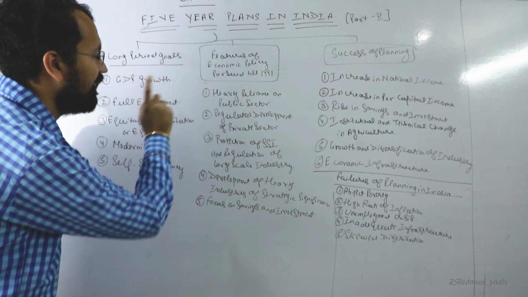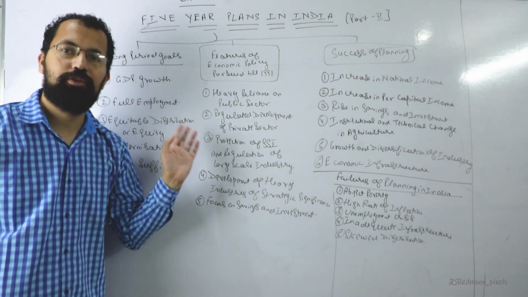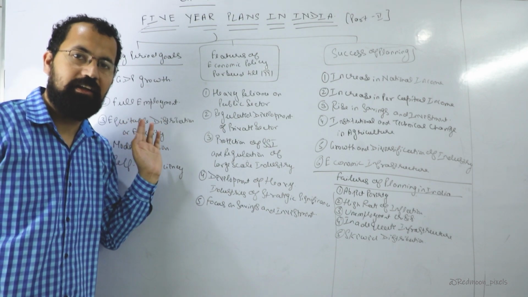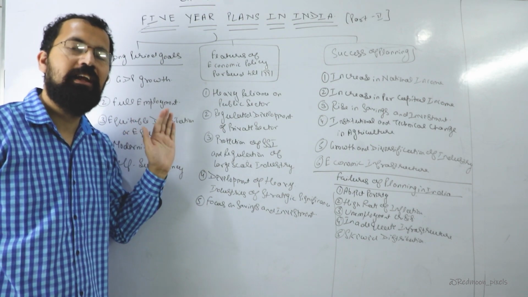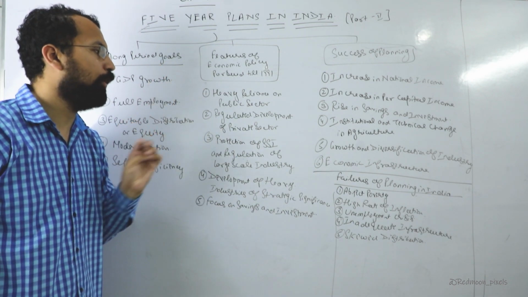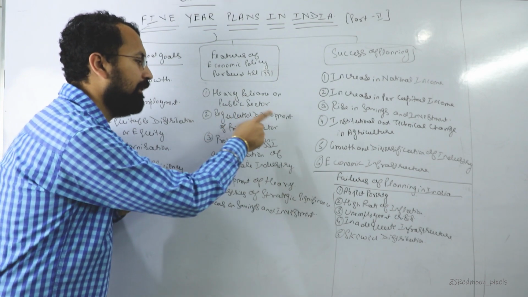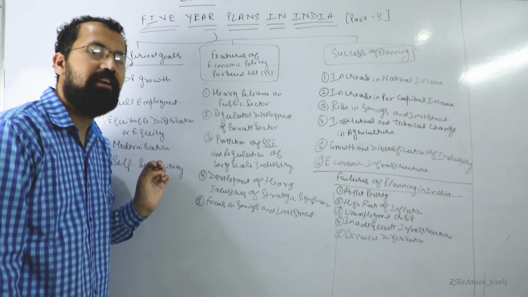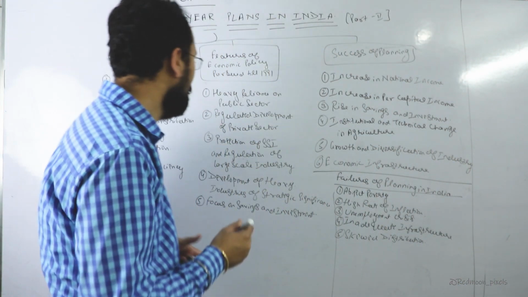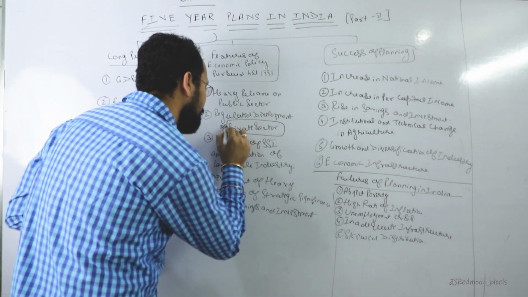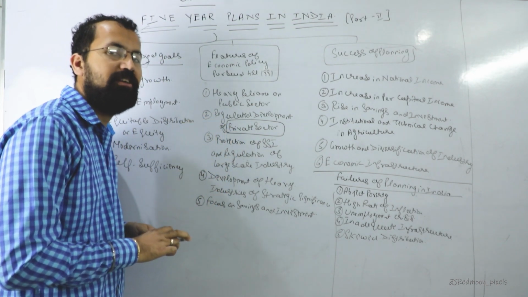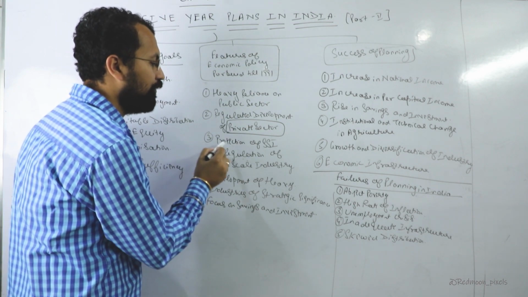First is heavy reliance on public sector. Our economy was totally dependent on the government sector. Our economy was a mixed economy, but it was totally dependent on the public sector, which means the government. Regulated development of private sector. It means rules and regulations were there for the private sector, for the production capacity and for the establishment of new industry also.